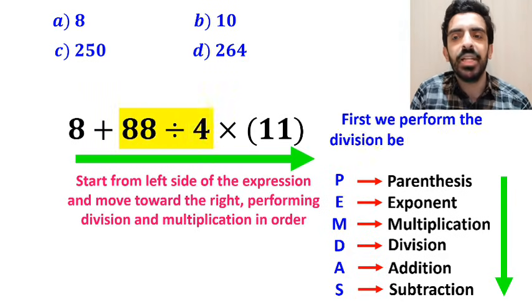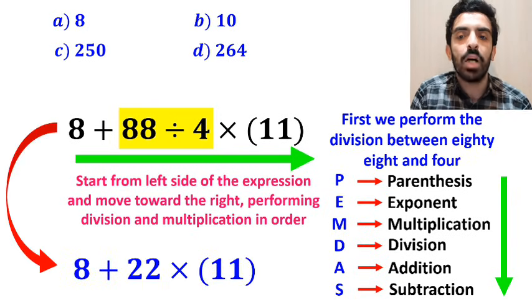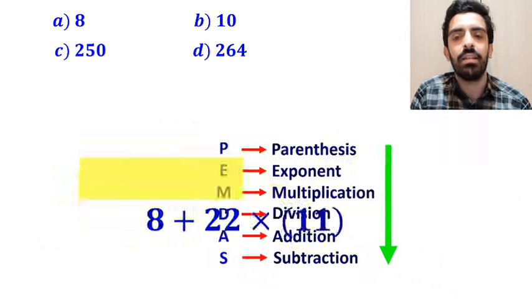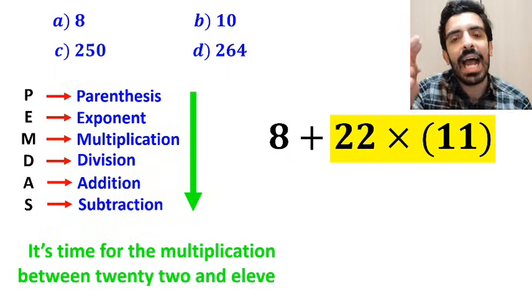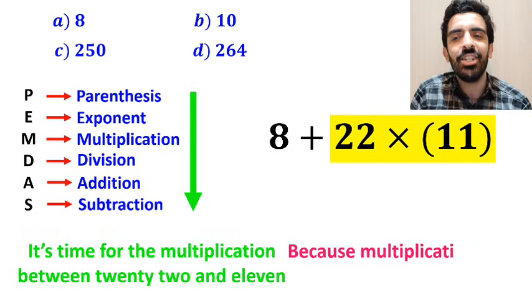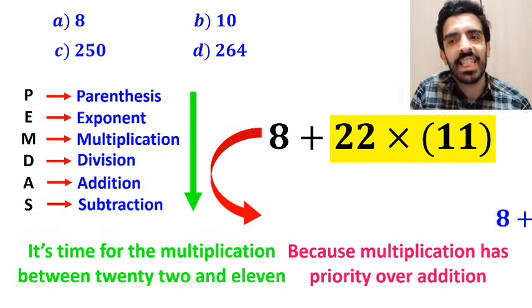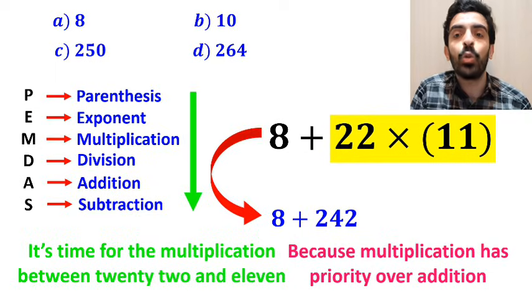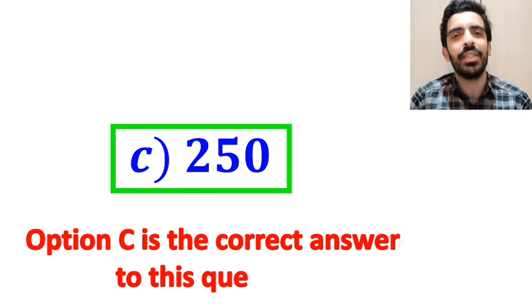So, first we perform the division between 88 and 4, which simplifies this expression to 8 + 22 times 11. In the next step, it's time for the multiplication between 22 and 11, because multiplication has priority over addition. So, instead of this expression, we can write 8 + 242, which ultimately gives us the answer 250. That's great. Option C is the correct answer to this question.